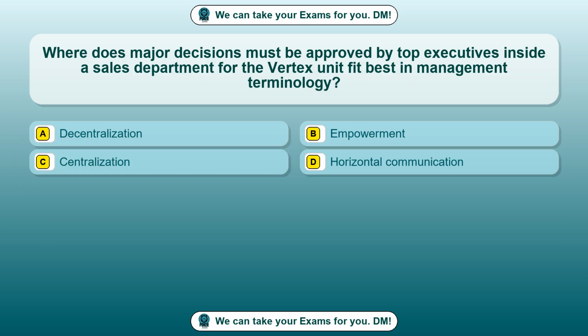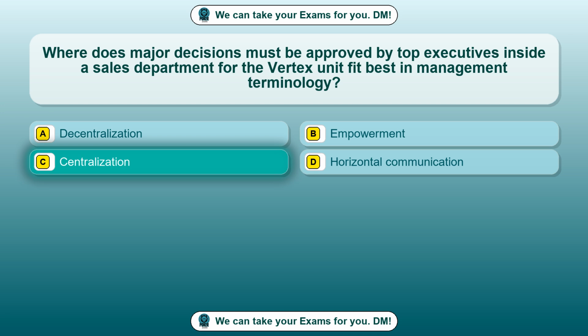Question 24. Where does major decisions must be approved by top executives inside a sales department for the Vertex unit fit best in management terminology? Option A, decentralization. Option B, empowerment. Option C, centralization. Option D, horizontal communication. The correct answer is option C, centralization.